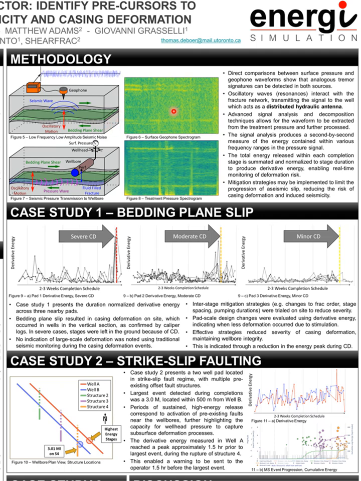You can see here the spectrogram for such a surface geophone, and you can see within this spectrogram several bright lines. These bright lines represent, at a specific frequency, a large amount of energy is being released.